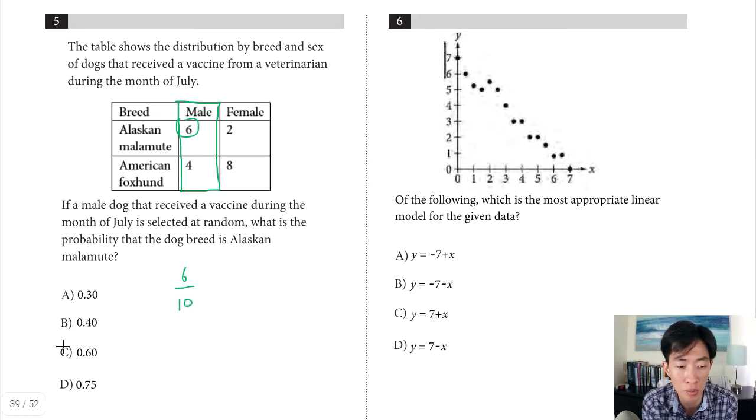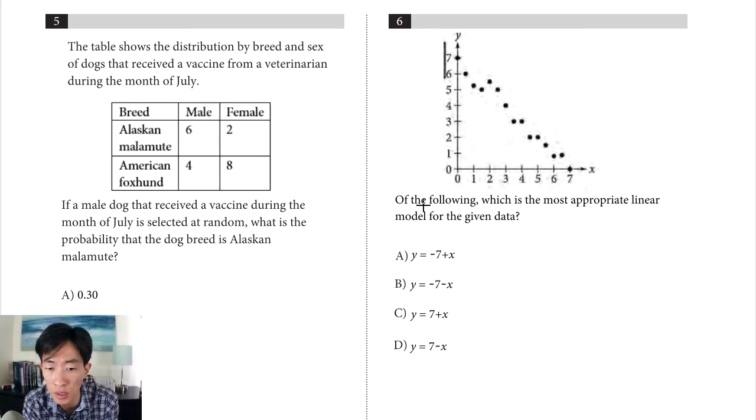6 out of 10 is 0.6, and C is the answer. Question 6, we have a scatter plot. It says, of the following, which is the most appropriate linear model for the given data?